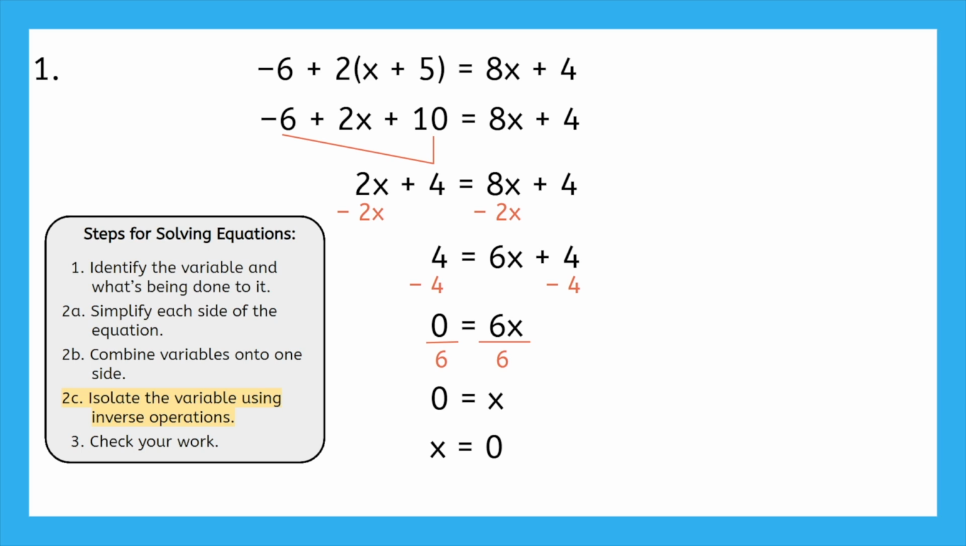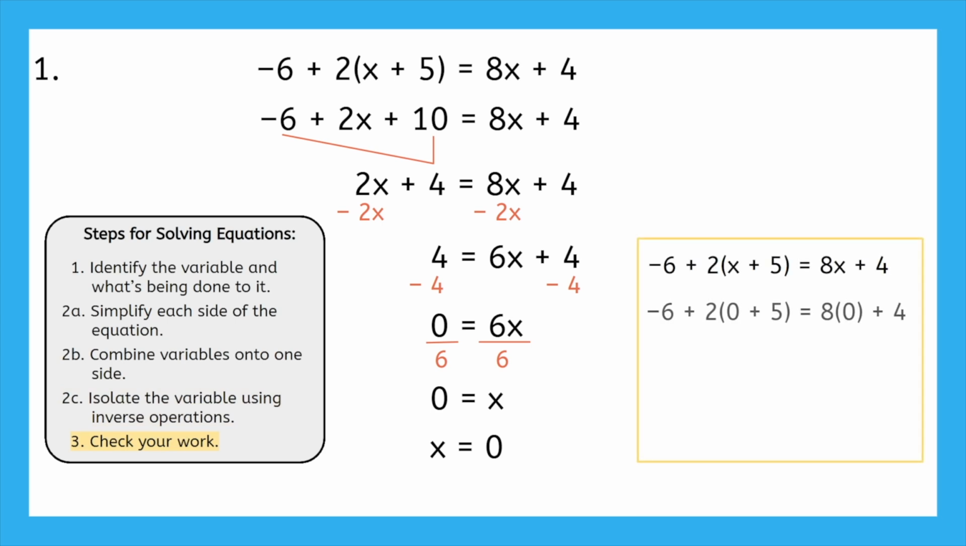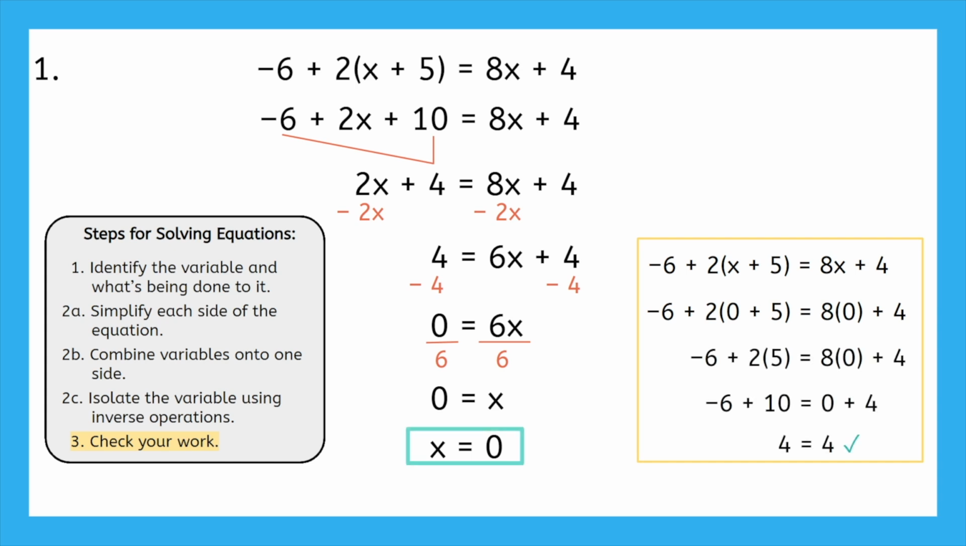That seems a bit odd, but 0 could be right. Let's check with substitution. I put 0 in place of x in both places in the equation, and 4 equals 4. The solution checks out. X equals 0 must be right. Wow, mathematicians, I am so proud of us.